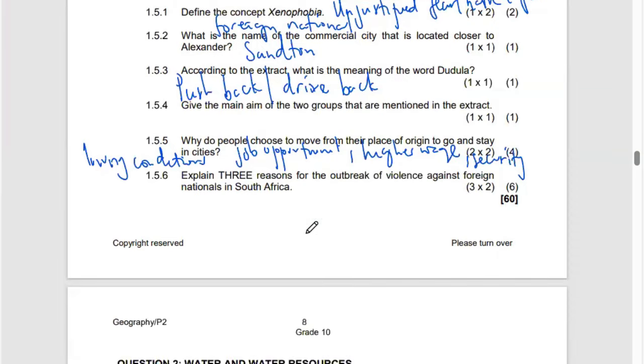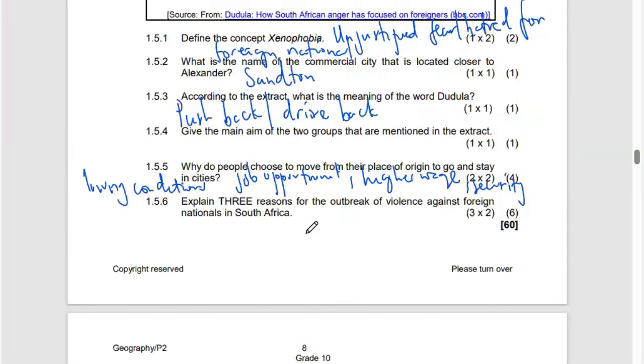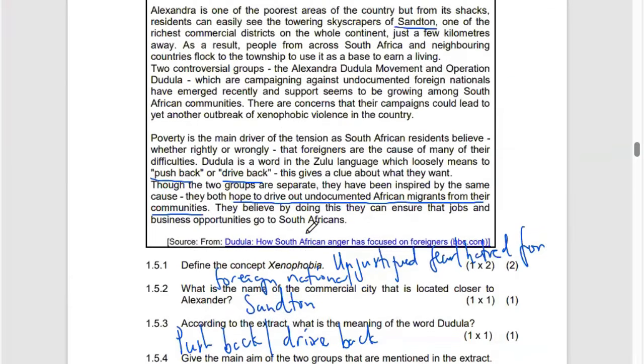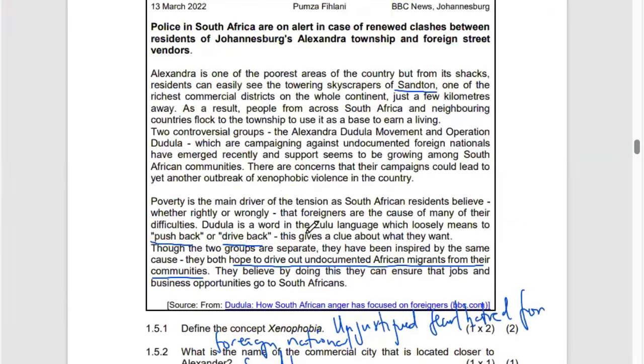Right, explain 3 reasons for the outbreak of violence against foreign nationals in South Africa. The question is saying, explain 3 reasons for the outbreak of violence. What is the source of violence? Right. It is said poverty is the main driver of the tension.